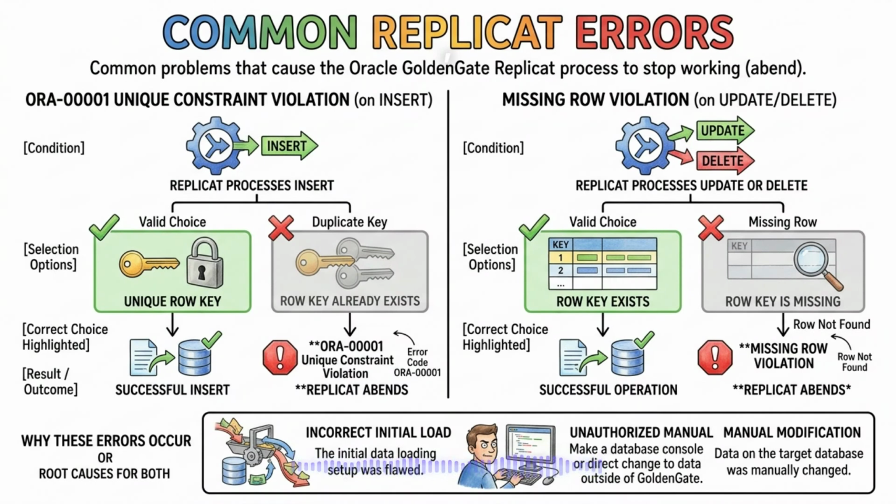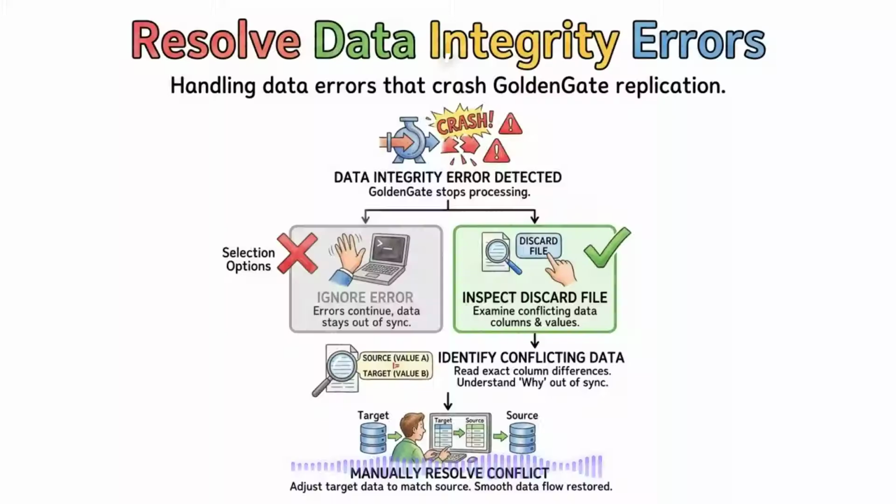Conversely, if your capture lag is low but your delivery lag is skyrocketing, it means the extract is doing its job perfectly, but the Replicat is struggling to write data into the target database. To fix high delivery lag caused by a slow Replicat process, you must know how to apply specific performance tuning techniques to accelerate data processing.